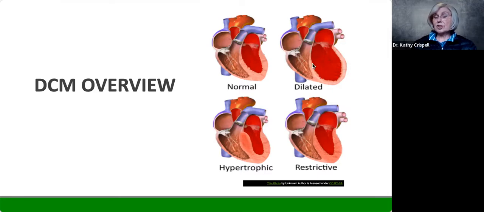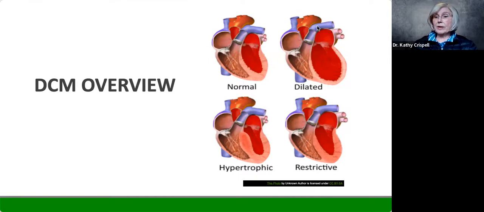Associated with this dilatation and this thinning of the heart muscle, there is also dysfunction of the contractile function of the heart as well. And we measure that clinically using the ejection fraction, which I'm sure many of you are very familiar with that term. So that's how we measure the ability of the heart to contract.